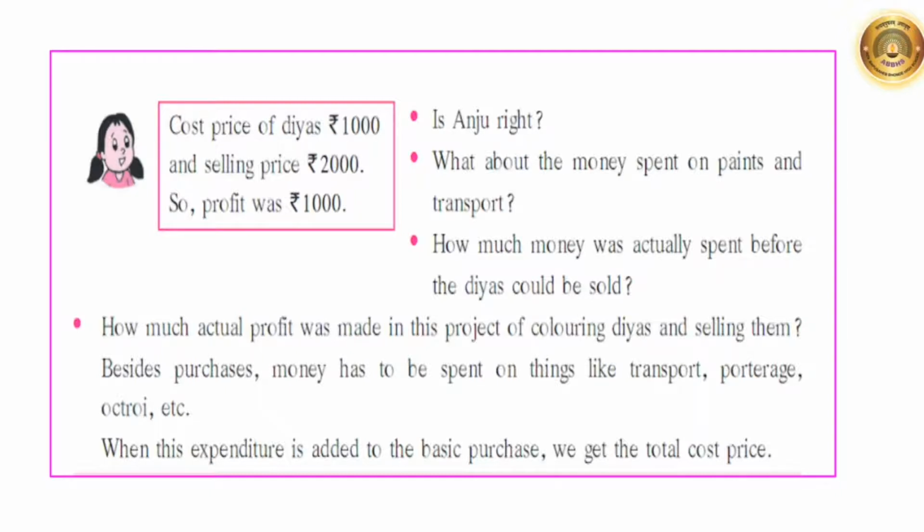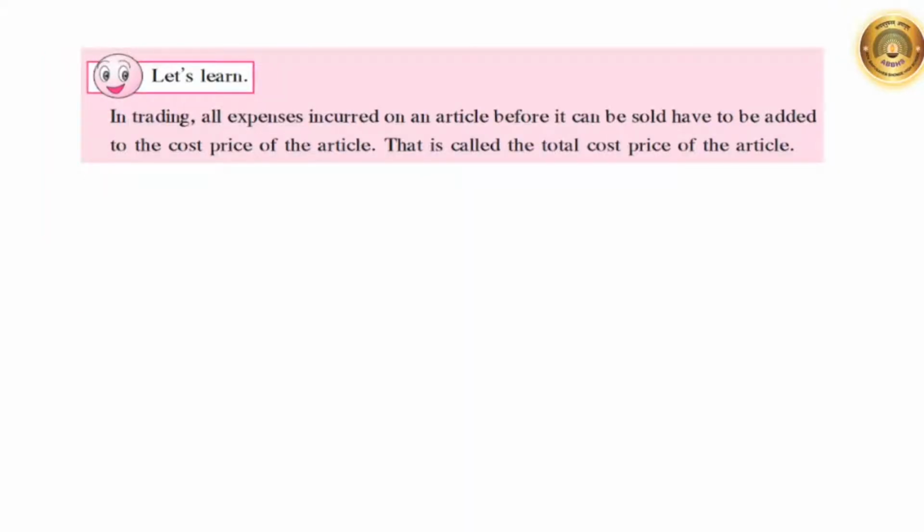That is, besides purchases, money had to be spent on things like transport, porterage, octroi, etc. When this expenditure is added to the basic purchase, we get what is called the total cost price. So in trading, all expenses incurred on an article before it can be sold have to be added to the cost price of the article. Now this is called the total cost price of the article.